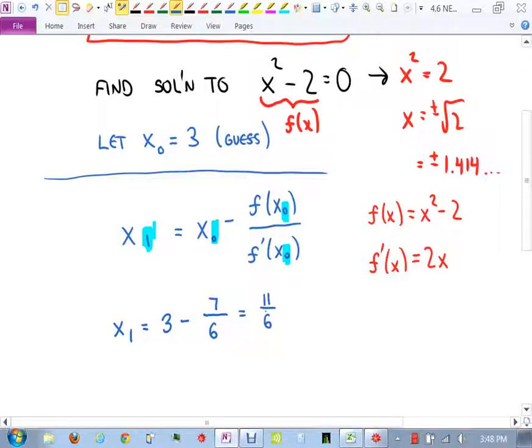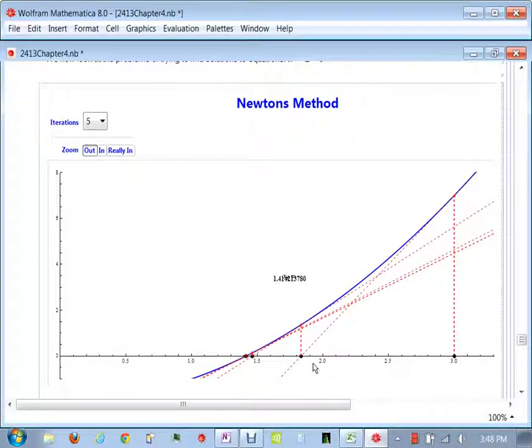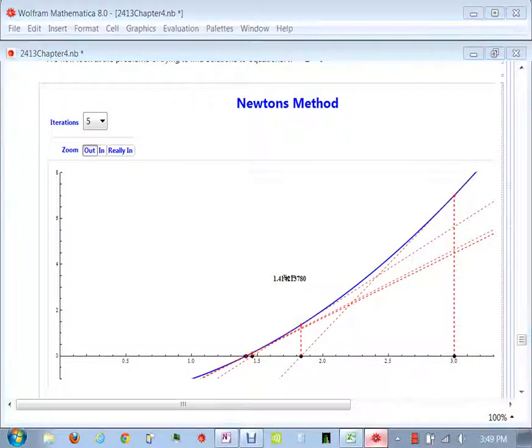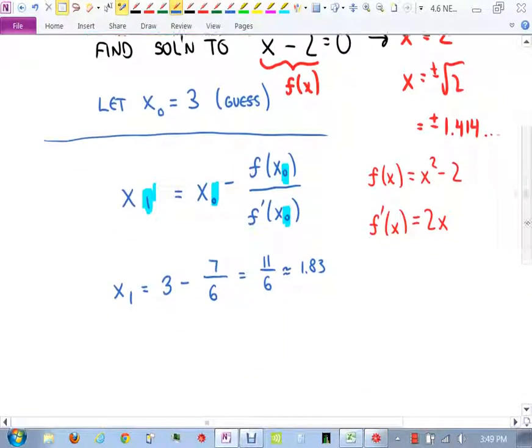And what is that as a decimal? Just to get an approximation. 1.83. Now I'm not going to use that, but the reason why I wanted you to see that is because I want to come back up to my picture. I wanted you to see that the next point that I get, I started with 3. This next point right here looks like it's about 1.83. So that point is coming from that computation. Now what we do is we use that to get our next point. Understand how this is flowing?